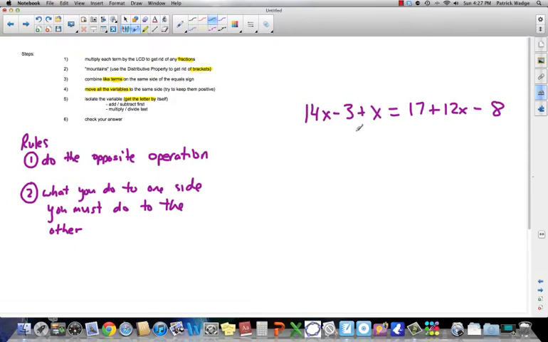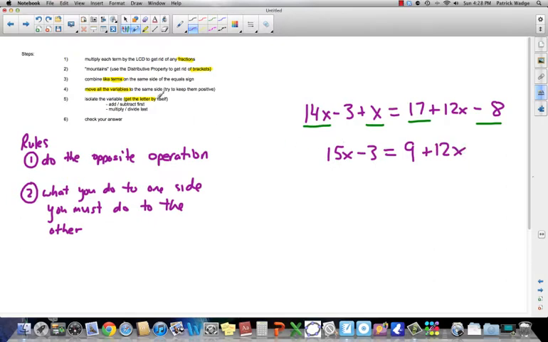If we look at this left-hand side of the equal sign, do you see we have like terms? We can combine this with this. And if you look on the right-hand side, do you see we have like terms? We can combine this with this. So that's the first thing we want to do. We want to combine 14x plus x. Remember, you always look at the signs in front. So 14x plus x is 15x, and we still have minus 3. And on this side, we have 17 take away 8, which is 9, and there's still plus 12x.